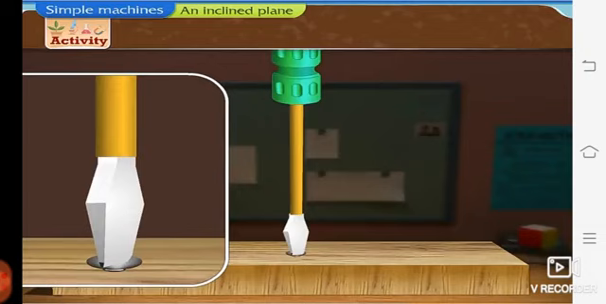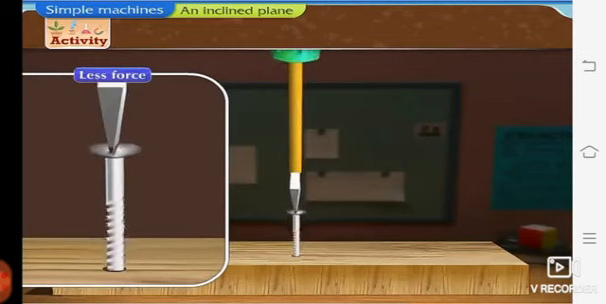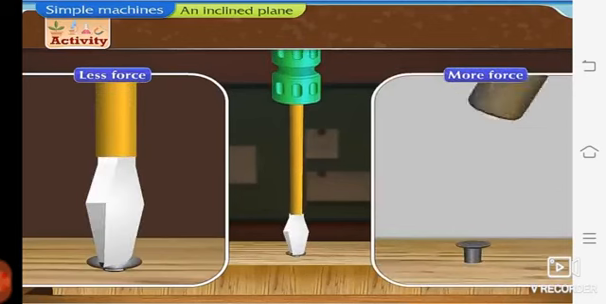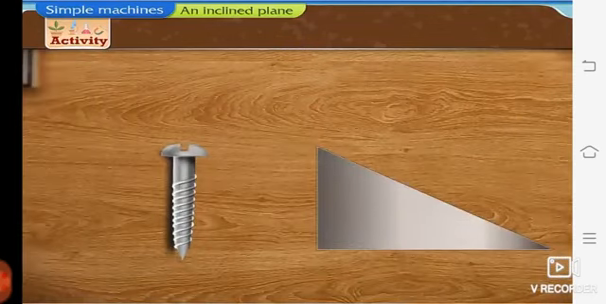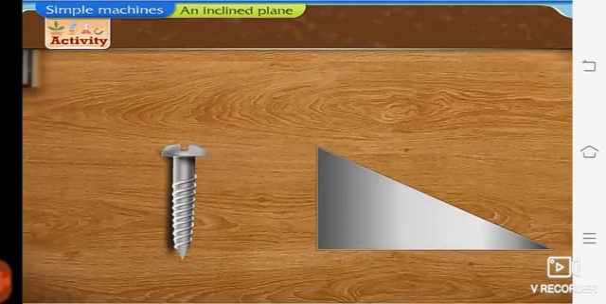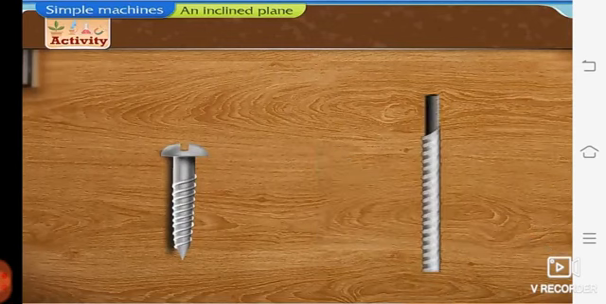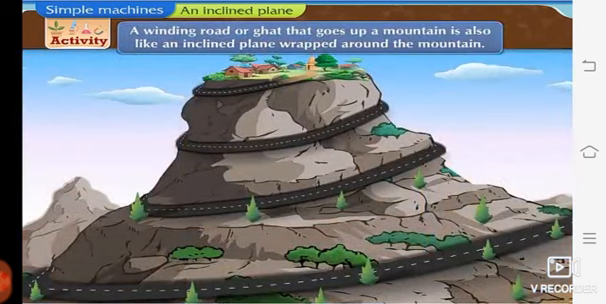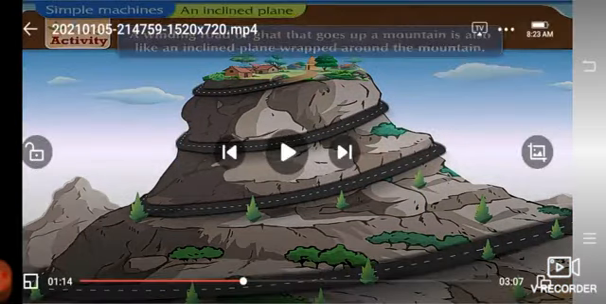Okay, so when we are fitting this screw on wood, it goes as if it is going in an inclined plane. Therefore, less force is required to fit a screw than to hammer a nail. In other words, a screw is like a rolled up inclined plane made up of an iron strip. A winding road or ghat that goes up a mountain is also like an inclined plane wrapped around the mountain.